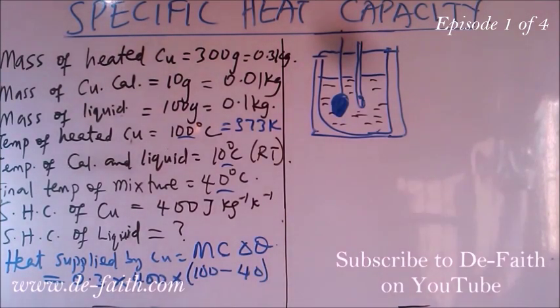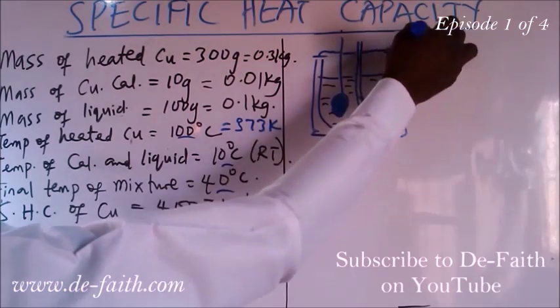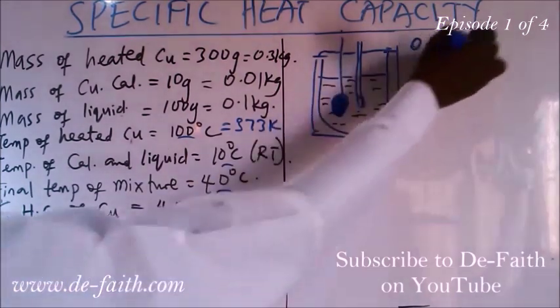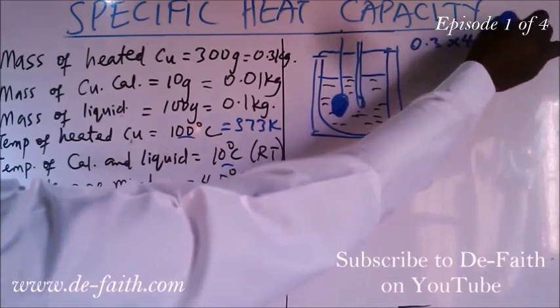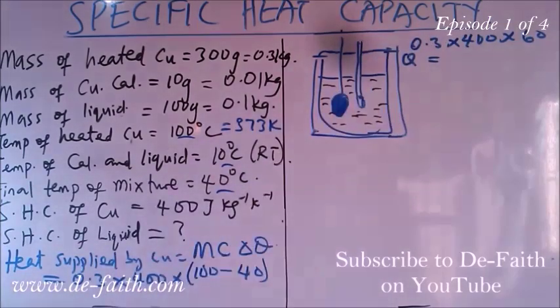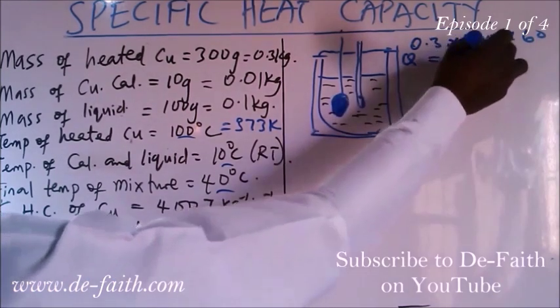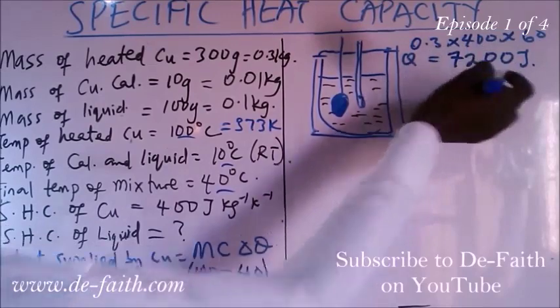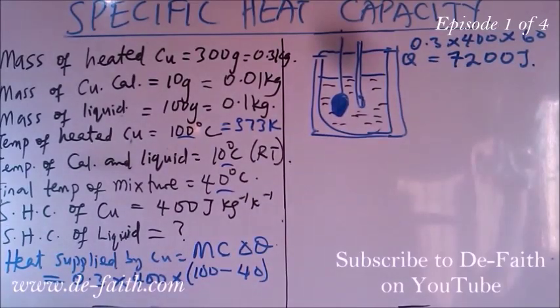Hence, we'll have it as 0.3 multiplied by 400 multiplied by 60. And so the quantity of heat that was supplied, when we multiply this, we will have 7,200 joules as the quantity of heat which was supplied.